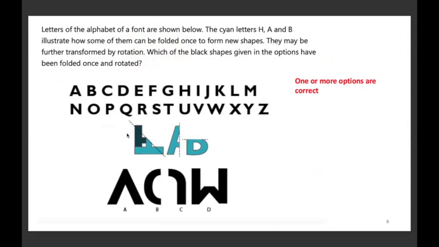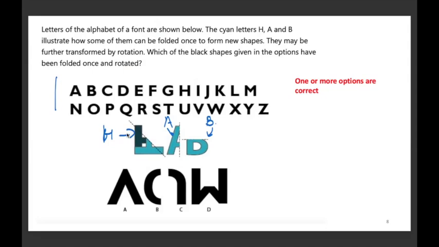Letters of an alphabet of a font are shown below, which is given here. These are the letters of an alphabet. The cyan letters H, A, and B. This is H, this is A, and this is B. They illustrate how some of them can be folded once to form a new shape.